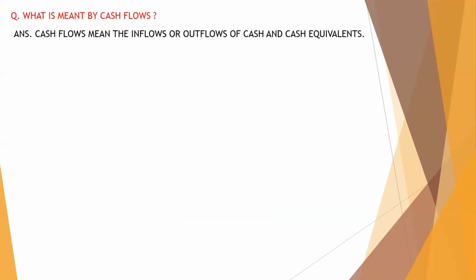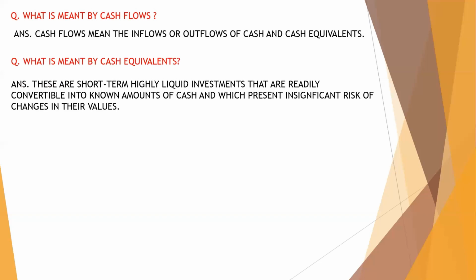What is meant by cash flows? Cash flows means the inflow or outflow of cash and cash equivalents. What is cash equivalents? These are the short-term, highly liquid investment that are readily convertible into a known amount, and the period in which they are being converted is usually 3 months, and they carry insignificant risk.